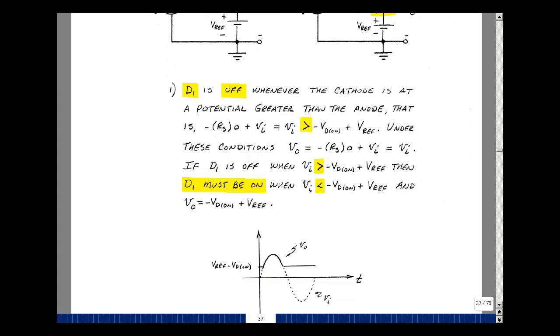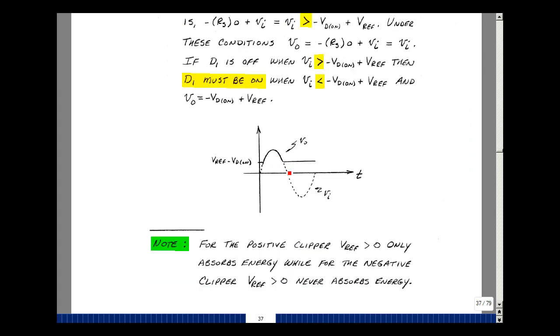Let's sketch this again with a sine wave. Here's my input. Whenever the input is greater than this number, the output equals the input. And whenever the input is less than this number, then the output is just a constant of minus VD on plus V reference. Describing this circuit as a word description, so we can use it for designing, is that this circuit clips off everything below this voltage. It's like, again, having a pair of scissors where everything below the scissors is cut off.